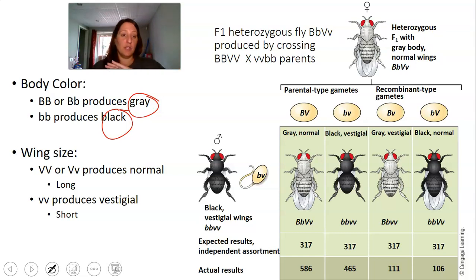Okay, now we don't have anything else going on here. There's no epistasis, there's no pleiotropy, it's not X-linked, none of that. These are just genes that are found in the same chromosome. Okay, so we're looking just at that. So again, we've got body color and we've got wing size.